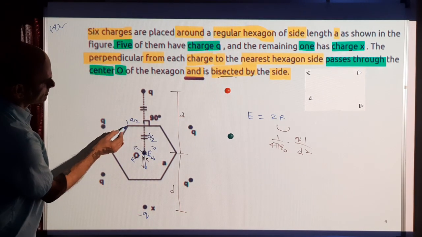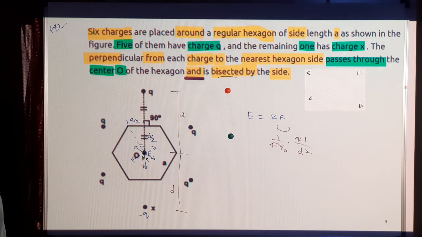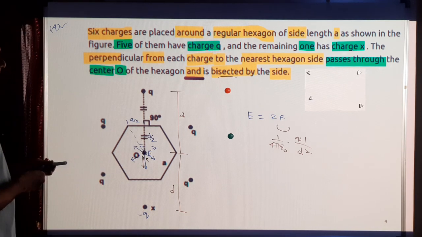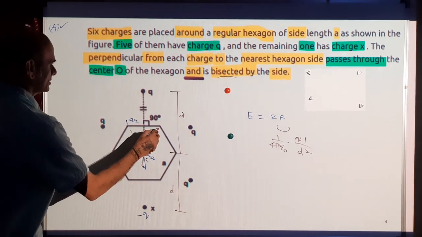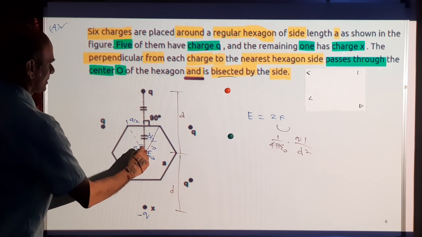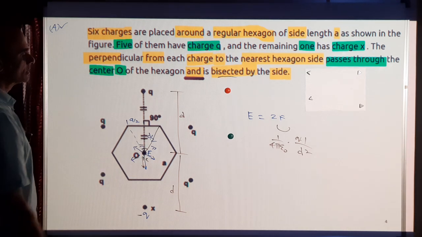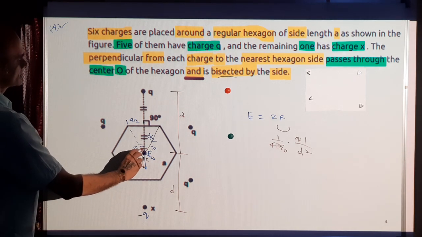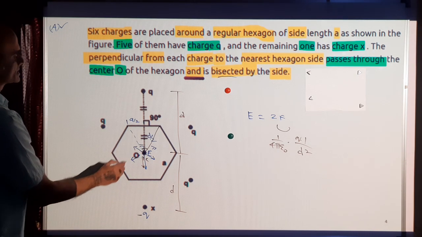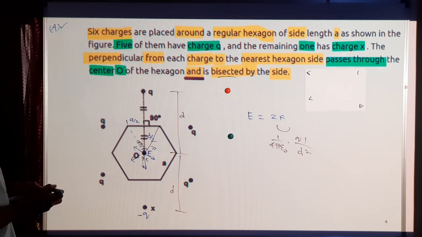So in this triangle, if you know this, that angle is in a hexagon. There are 6 triangles like this. So this angle is 60 degrees because all the sides are equal. It's a regular hexagon, so this angle is 360 by 6, that is 60. So this angle is half of that, 30 degrees.